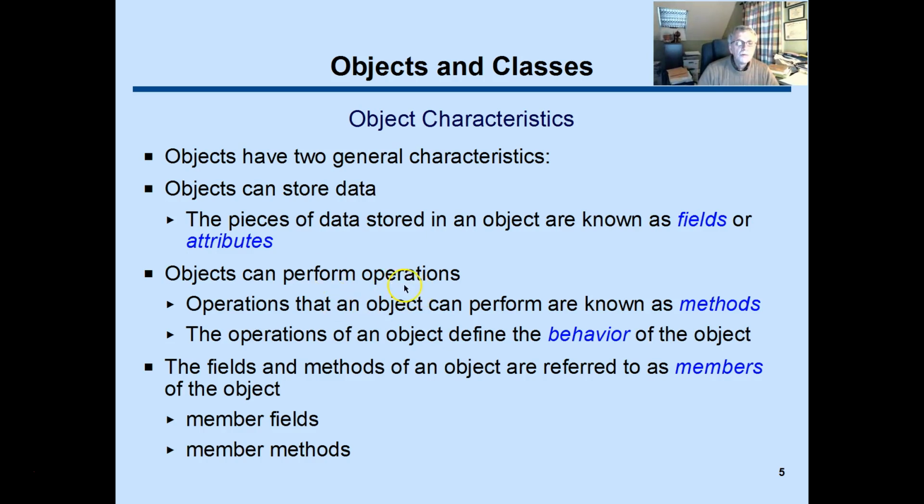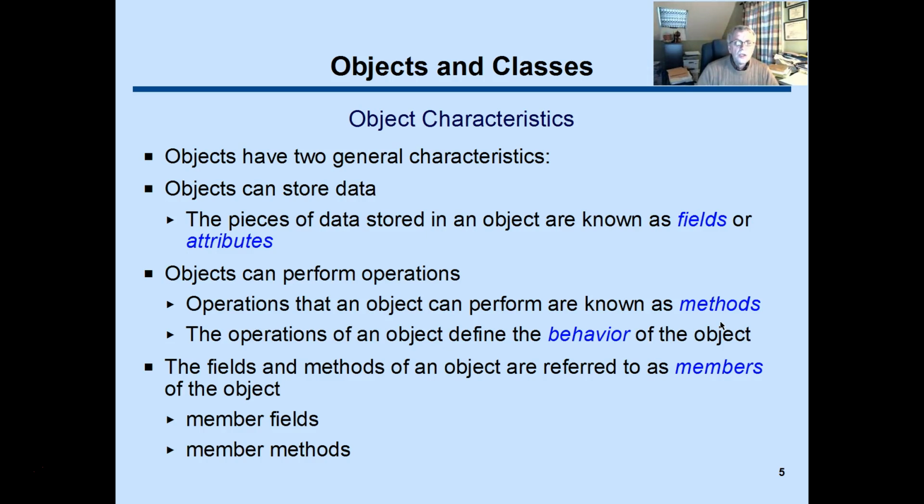Objects can also perform operations. When we talk about the operations that can be performed, what we're referring to here would be something that is collectively referred to as the behavior of the object. And the behavior of the object is implemented through what are called methods. And these methods are also sometimes called functions, because typically they are implemented as functions.